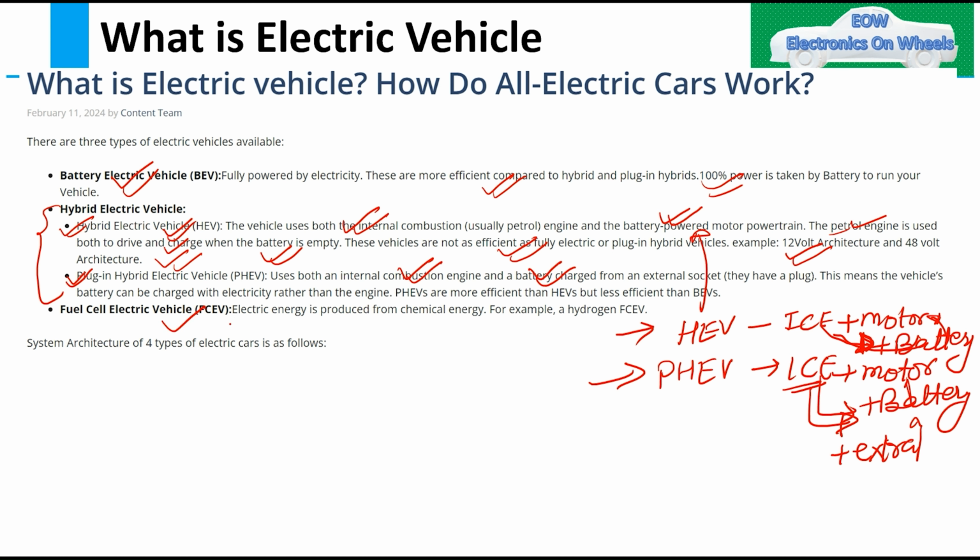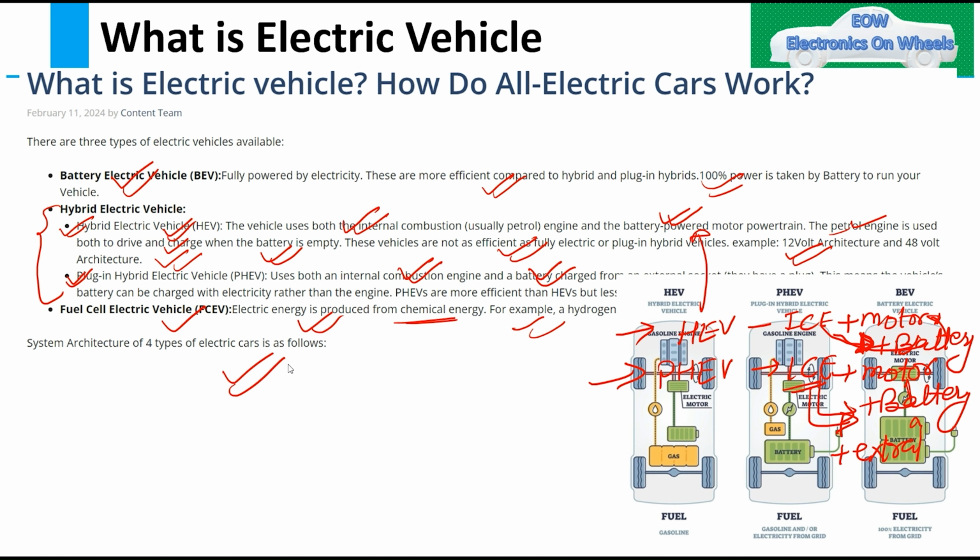Then you have the fuel cell electric vehicle, FCEV. Here electric energy is produced from chemical energy, where you have the example of hydrogen. So we will see the architecture of HEV, the electric vehicle, where we will see how many kilowatts of motor are used for which type of vehicle. So let me clear it, erase it.